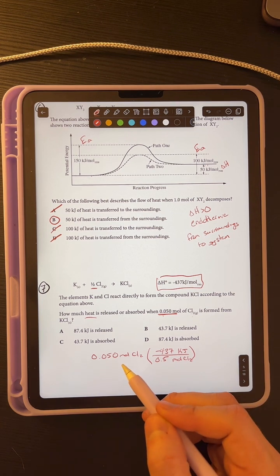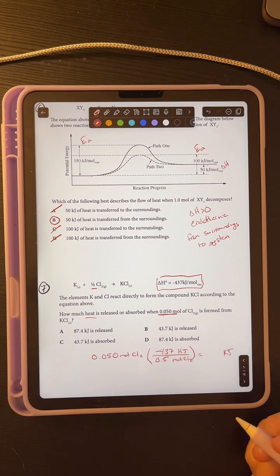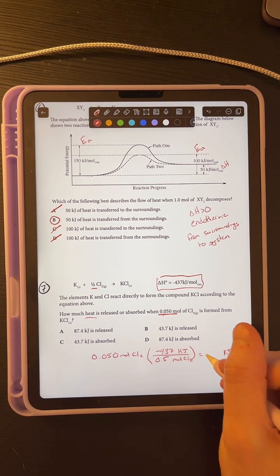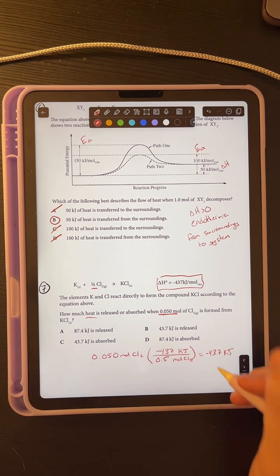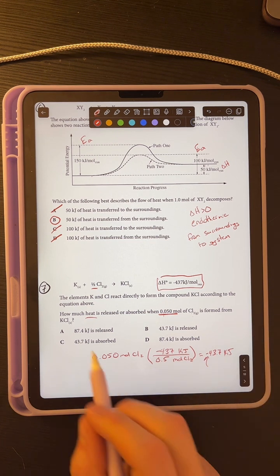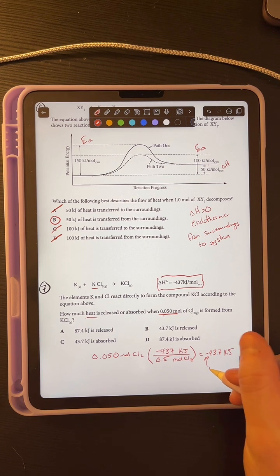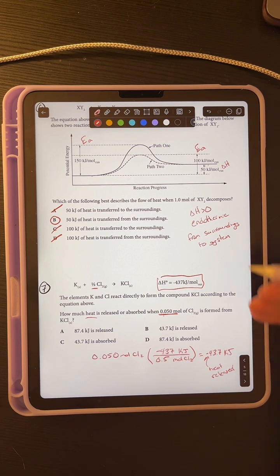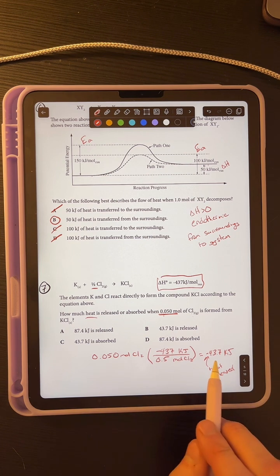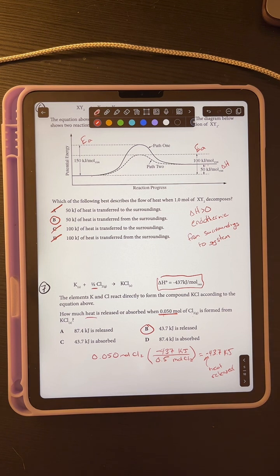Now, if we were to cancel this out, our units cancel out, and kilojoules is what's left, and we end up with a value equaling -43.7 kilojoules. Now remember, this negative sign doesn't appear over here because it's just telling us that heat is being released. Right? If we had a positive value, heat would be absorbed. But that negative just means that heat is released. So 43.7 kilojoules is released, which is choice B.